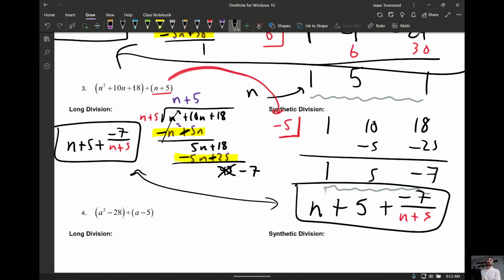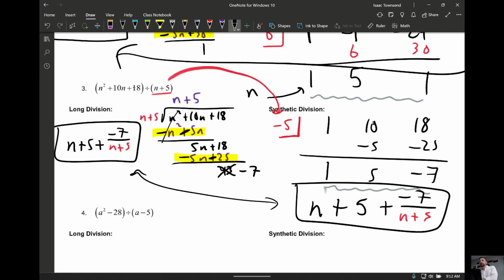Okay, anything about that process? I'm assuming you did a lot of this in Algebra 2, right? And long division, you probably did a little bit. You at least practiced it some? Okay, good.